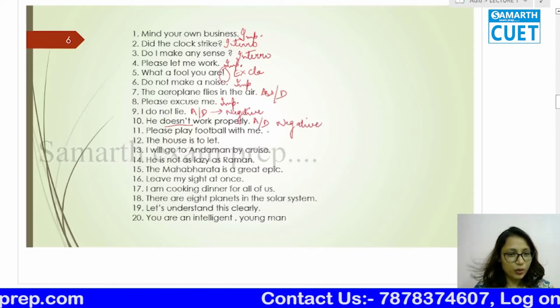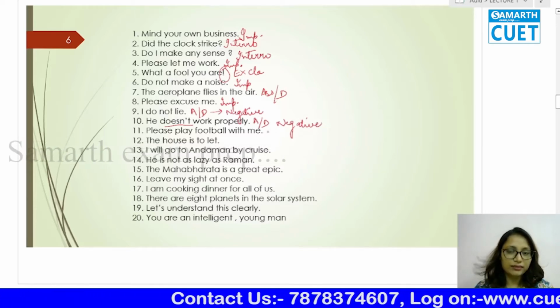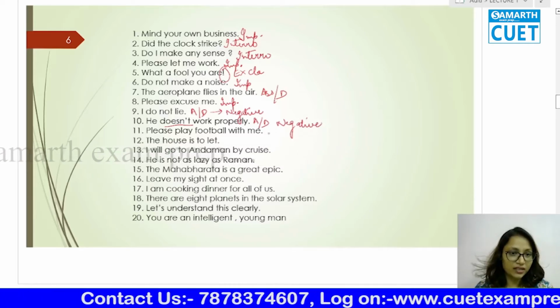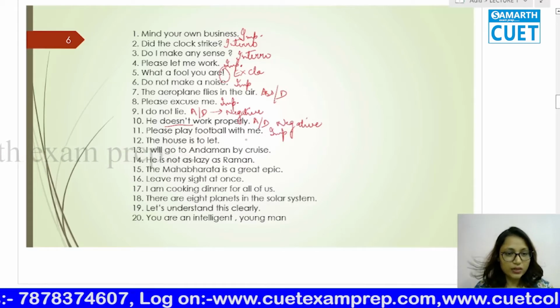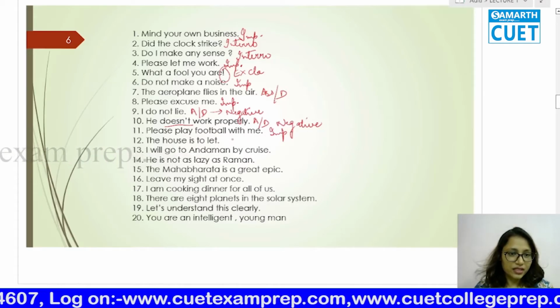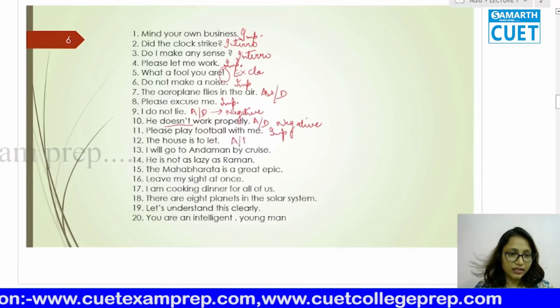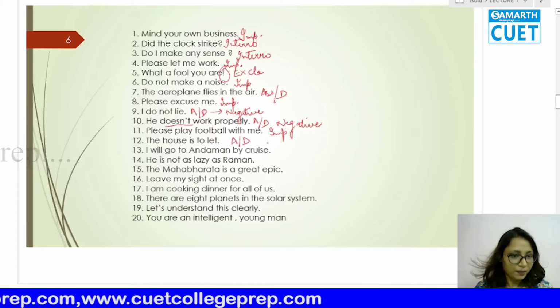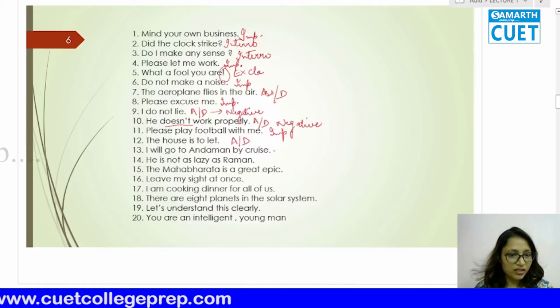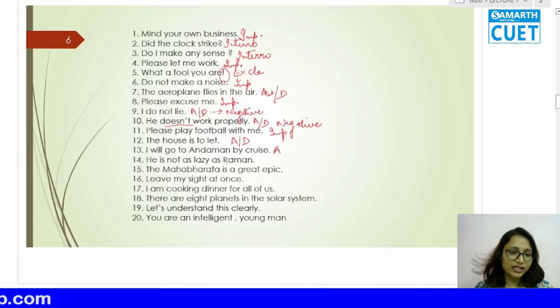Please play football with me. That's a request from a kid, I suppose. So this is imperative. The house is to let. This is assertive or declarative because you are telling ये घर बेचने के लिए है. I will go to Andaman by cruise. So here you are telling somebody, so this is assertive or declarative.